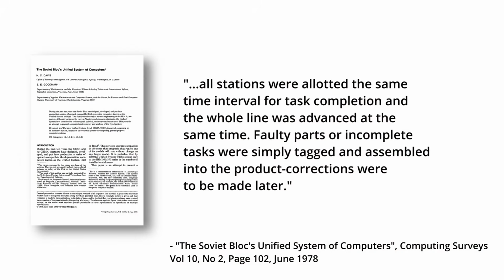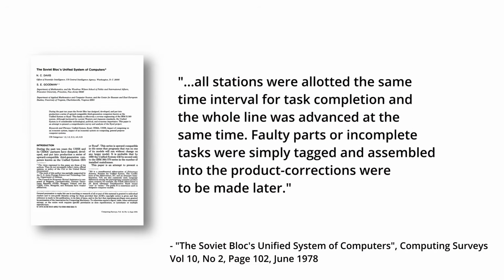Even once serial production began, there were some serious quality problems, the main RYAD production plant at Minsk being a prime example. According to one source, RYAD systems were assembled there with an overriding consideration for meeting production goals rather than quality, hence systems came down a conveyor line very reminiscent of an automobile production line, and all stations were allotted the same time interval for task completion, and the whole line was advanced at the same time.